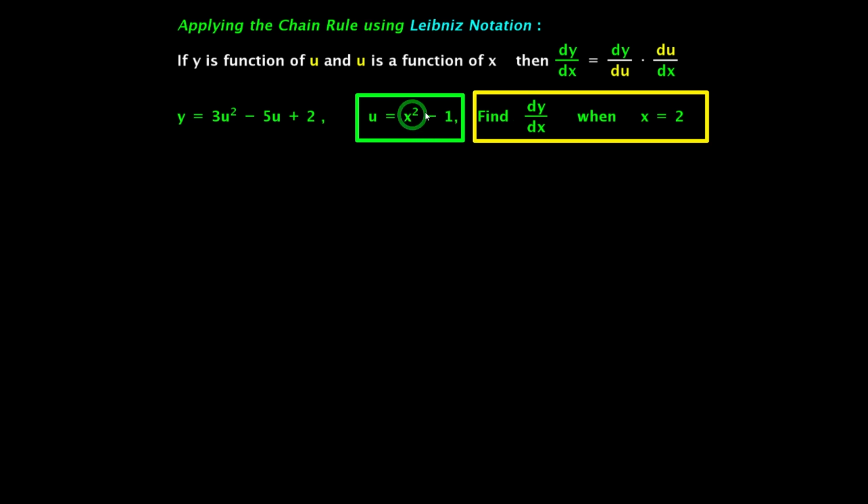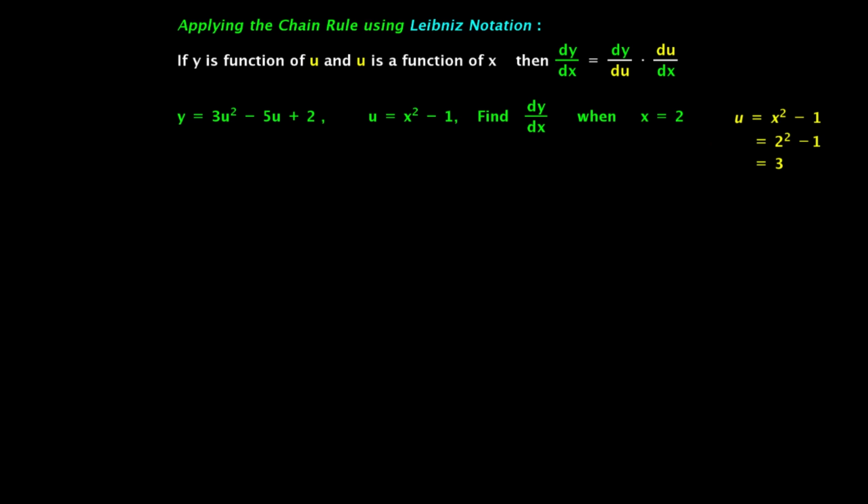So it's best to find the value of u when x is 2. So u is x squared minus 1, so the numeric value should be 2 squared minus 1. And finally u is 4 minus 1, which is 3. Now let's proceed with the plan.